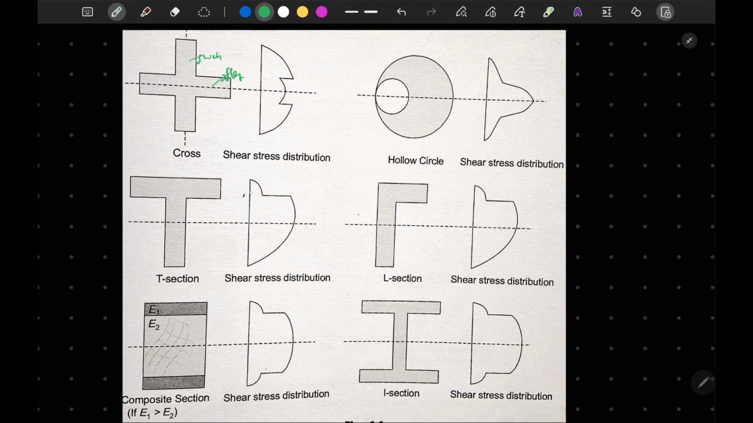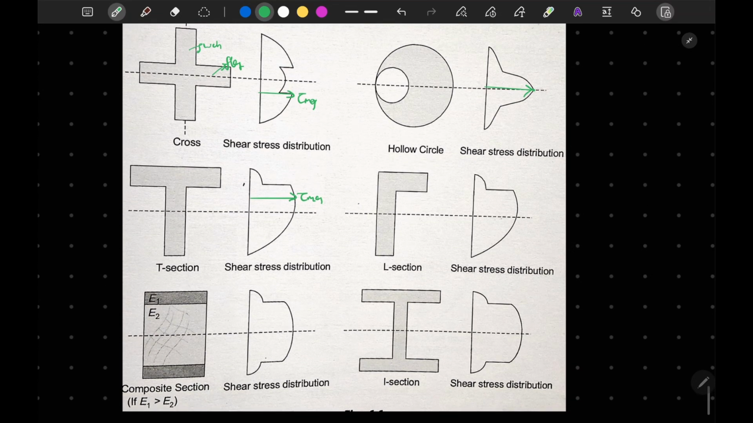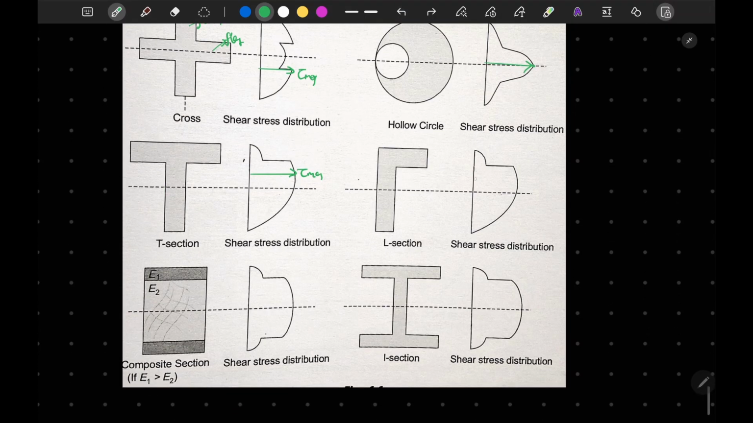Now in case of T section also similar things happen. Here this is our tau max somewhere here. Here also this is our tau max. Now in case of your hollow circle also, here we will get our tau max. In case of your L section, it is similar to that of the T section. In T section, if we move this area to this side, it will also become L. So here also the maximum will lie somewhere here.